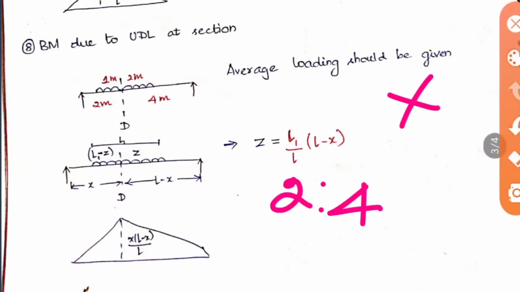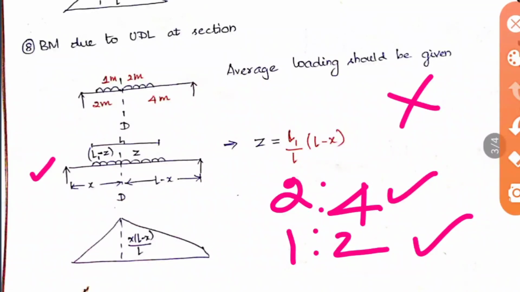Here the 3 meter UDL has to be split in the ratio of 2:4, so I have split it in the ratio of 1:2. That is 1 meter on the left side of the section and 2 meters on the right side of the section. Both have the same ratio. When this is the case, only then you will get the maximum value. The same thing I have given in the dimensions, that is X distance and L minus X distance of the beam, and for the UDL the whole distance is L1. Here I have taken Z, and here L1 minus Z.